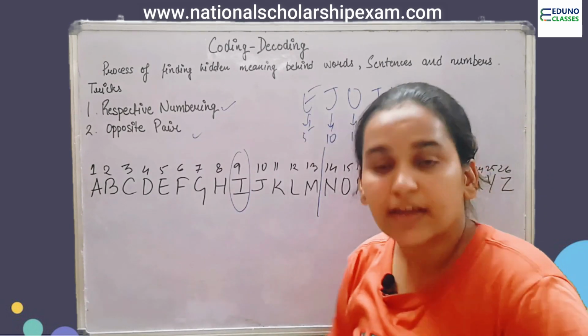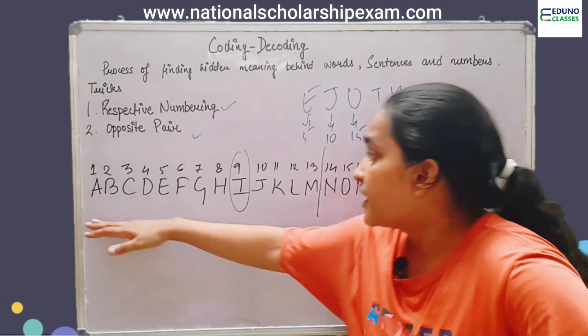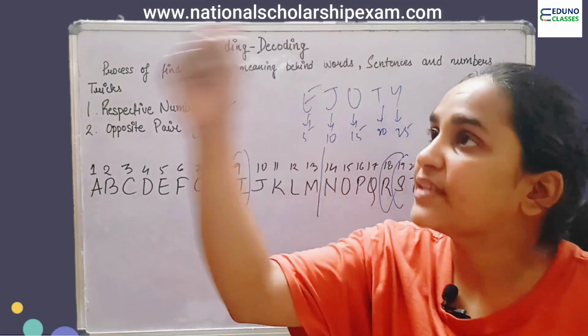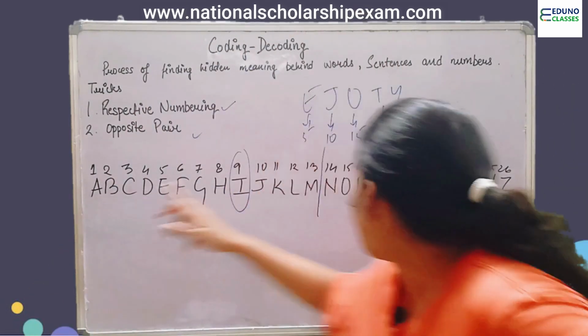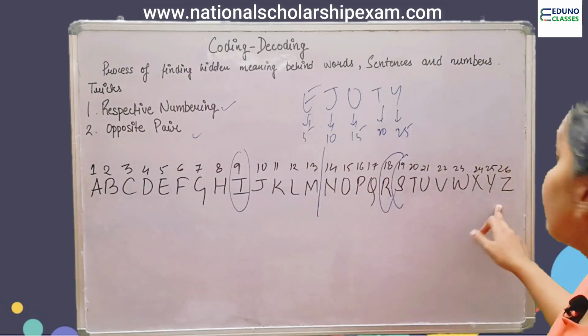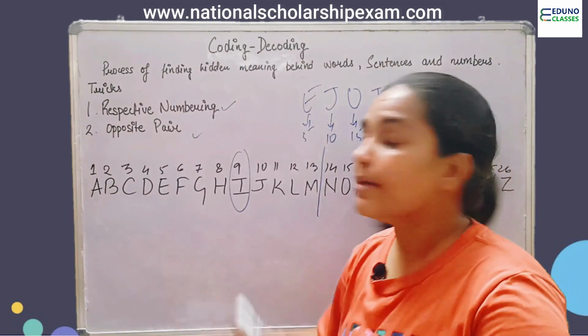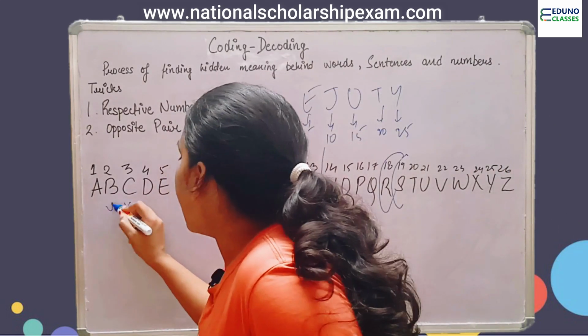What is the trick? The trick is, first, A, B, C can be easily remembered by X, Y, Z. A, B, C, X, Y, Z. Opposite of A is Z. Opposite of B is Y. Opposite of C is X. C, X, B, Y, A, Z. A, B, C is easily remembered as X, Y, Z.